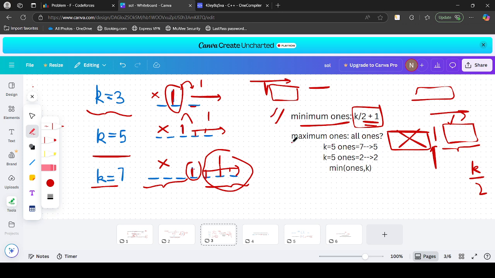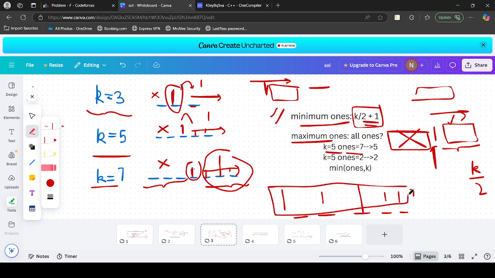And what is the count of maximum ones? What if k is equal to 5 and the number of ones is 7? We only want a subsequence of length 5, and initially in the given array the ones are 7. So we can fill the whole subsequence, since the maximum number of ones is possible only when we fill the whole subsequence with 1s. So in this case the value is 5. And if k is equal to 5 and the number of ones is 2, there are only 2 ones to fill in this 5.